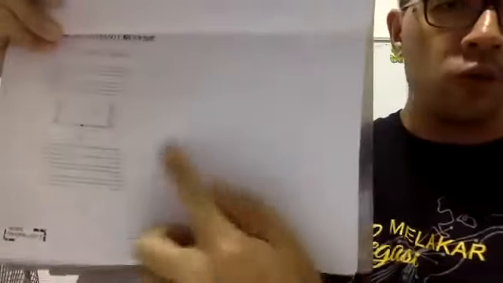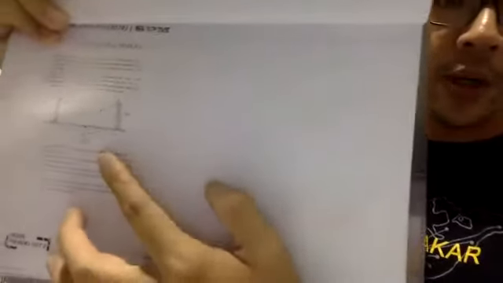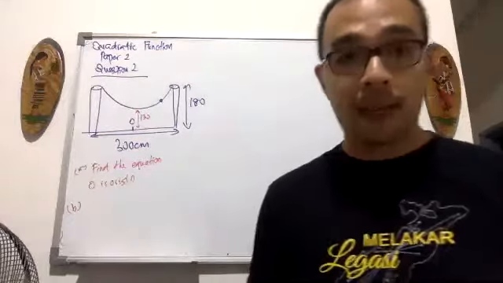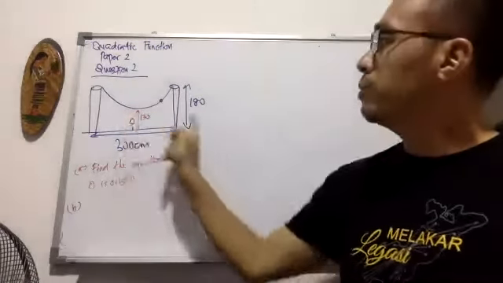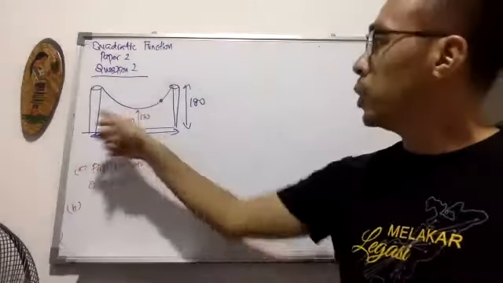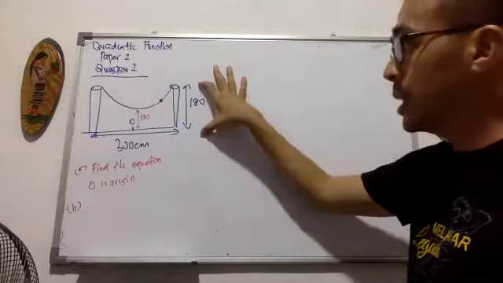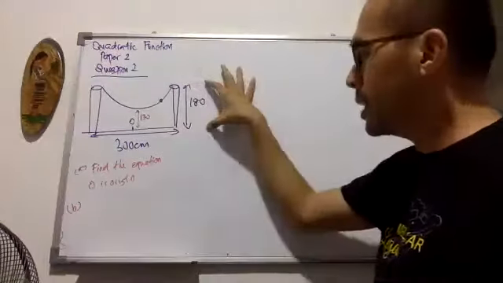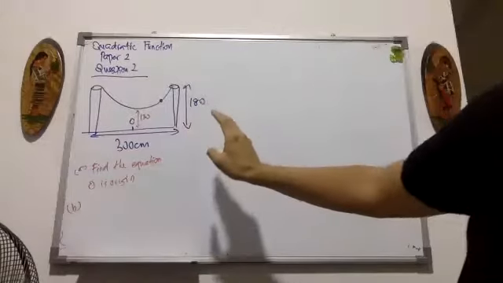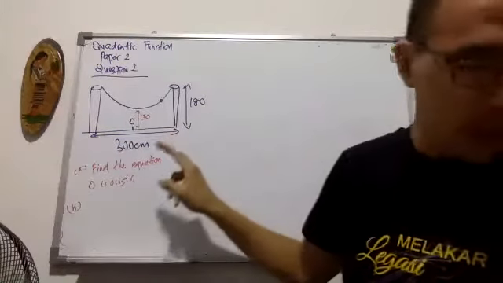Okay, somebody has asked this question, which is Paper 2, Question 2, and this question is from Quadratic Functions. This is from the Negeri Pahang SPM trial paper from last year. You are given these two poles, and then you have this string over here. The height of the pole is 180 centimeters, and the distance between the two is 300 centimeters.